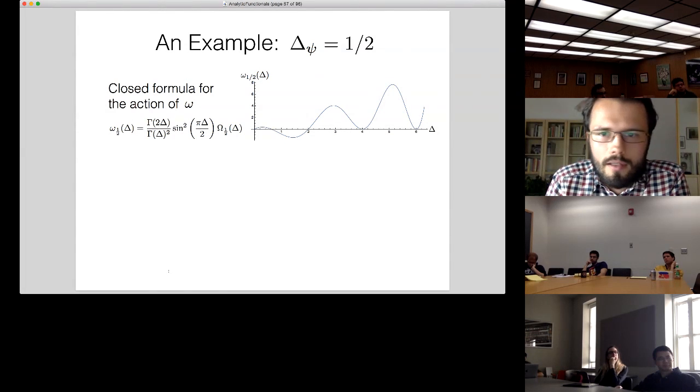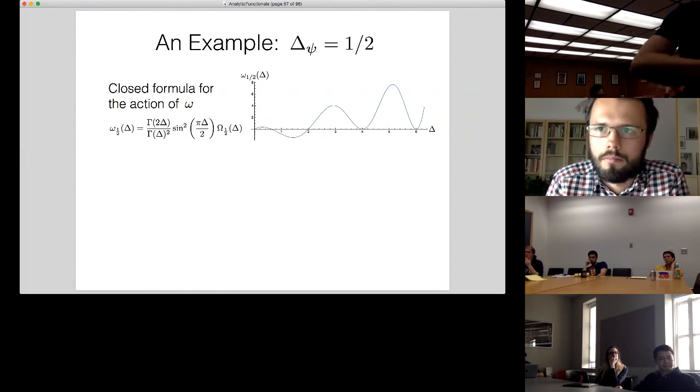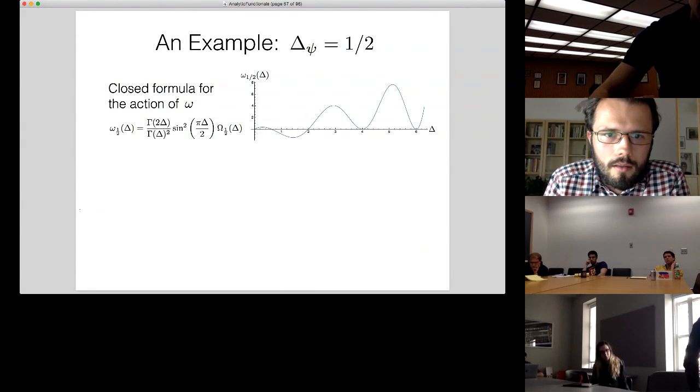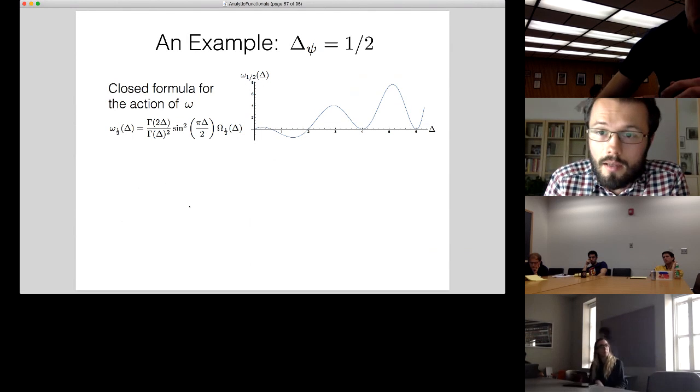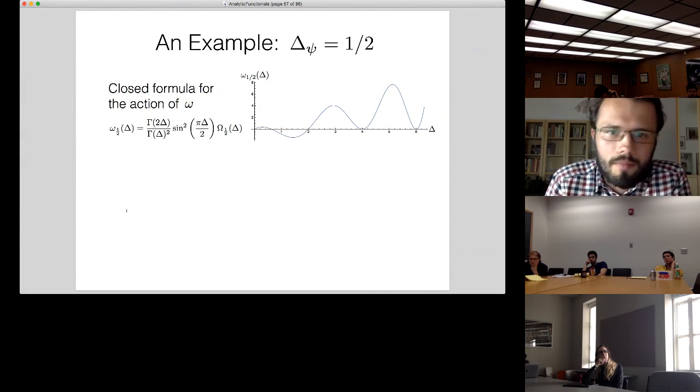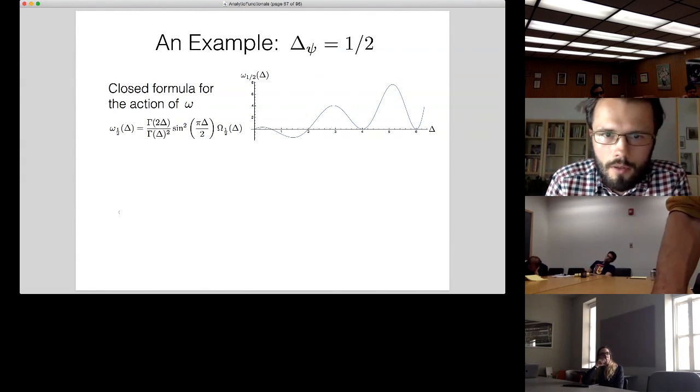Okay, so this is the action of the functional. You can see that we get a series of double zeros, which are coming from the sine squared. So the double zeros are at given integers, at 4, 6, 8, etc. Now at delta equal to 2, there is just a simple zero, which is coming from the fact that the double zero of the sine squared is supplemented by a simple pole of the omega function. And then at delta equal to 1, capital omega has a double pole, so the double zero completely goes away.